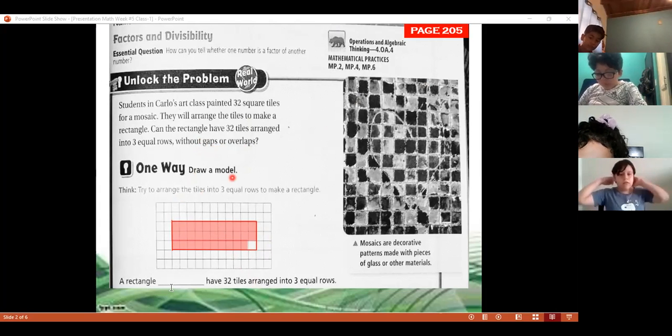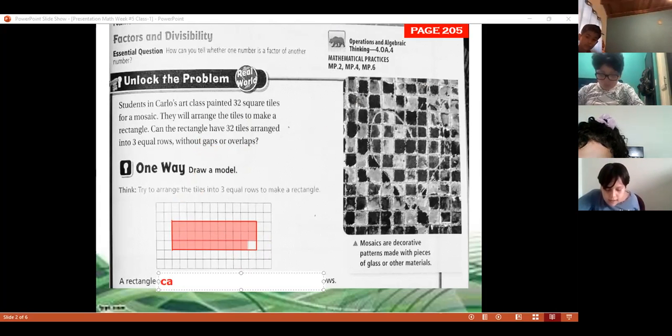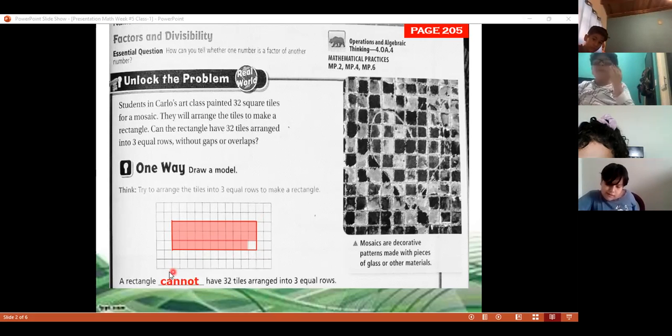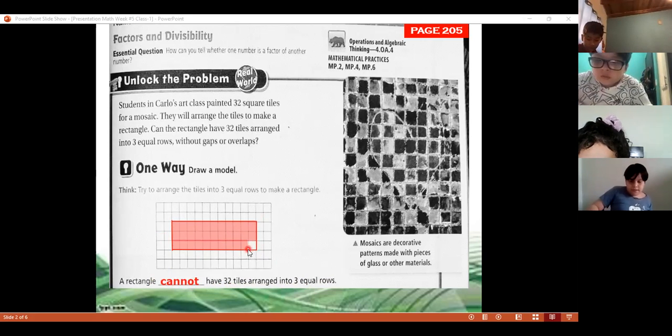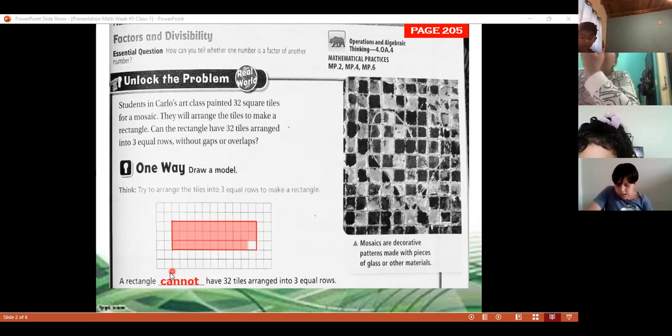So let's write it down here. A rectangle cannot, this is a rectangle. Remember, this is a rectangle. A rectangle cannot have the 32 tiles arranged into 3 equal rows. Row number 1 and number 2 are equal, but number 3, no, there is one gap here. So they are not equal. So that's why we say the rectangle cannot have 32 tiles.